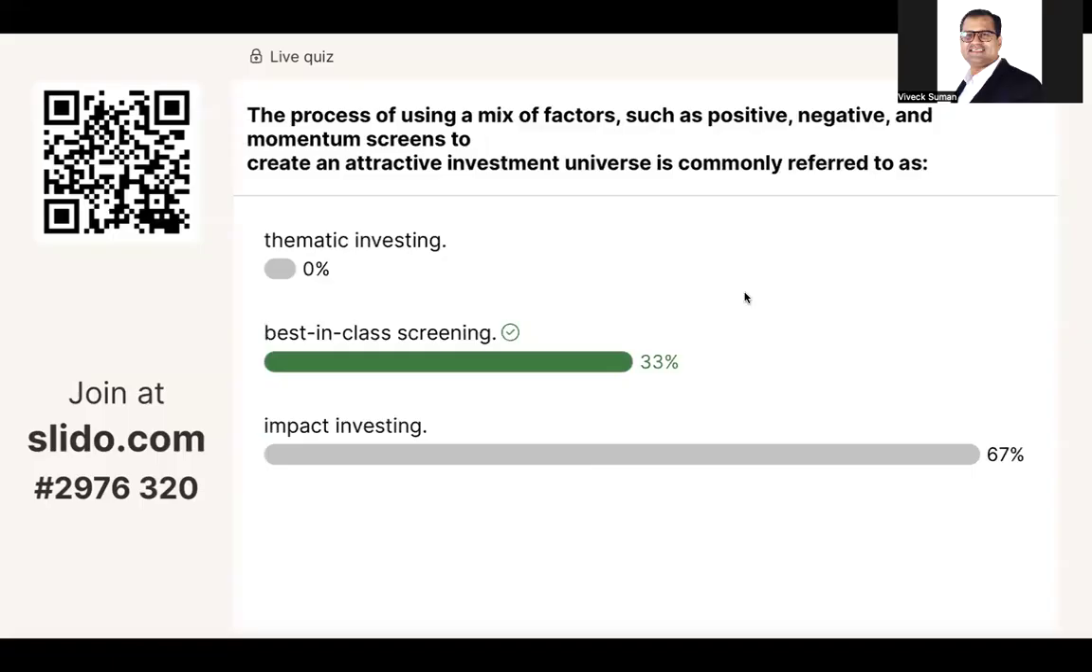It's definitely best in class investing. Wherever you use the mixed factors such as positive and negative along with a momentum screen together, then you are not in one direction. Whenever you do impact investing, you want to use either positive or negative and find out a certain kind of company where you want to make an impact.